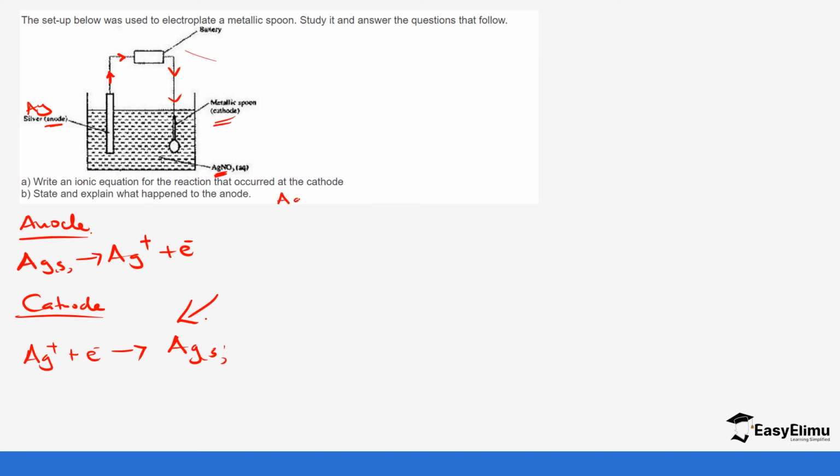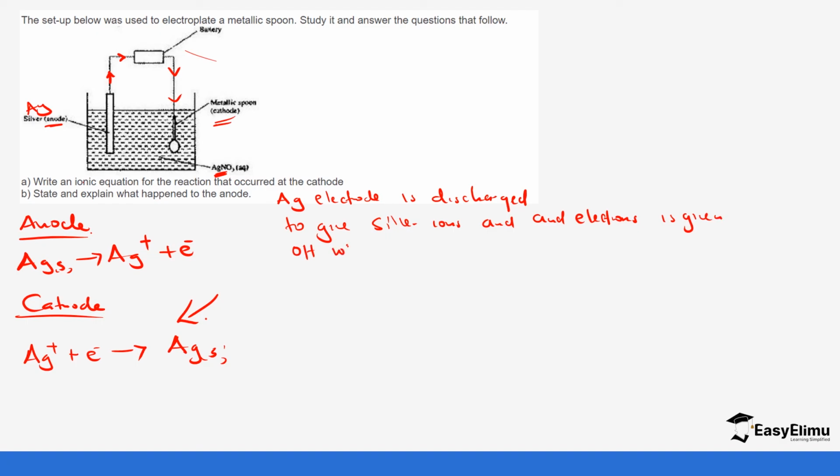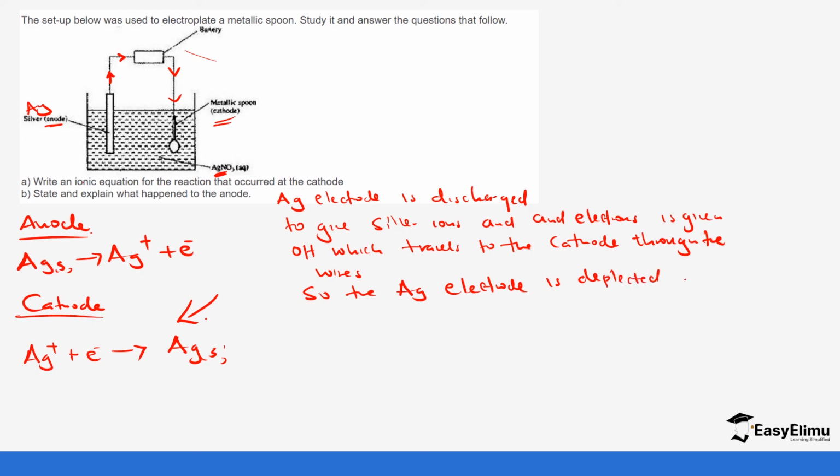So we will say the silver electrode is discharged to give silver ions, and an electron is given off, which travels to the cathode through the wires. The silver electrode is depleted after some time.